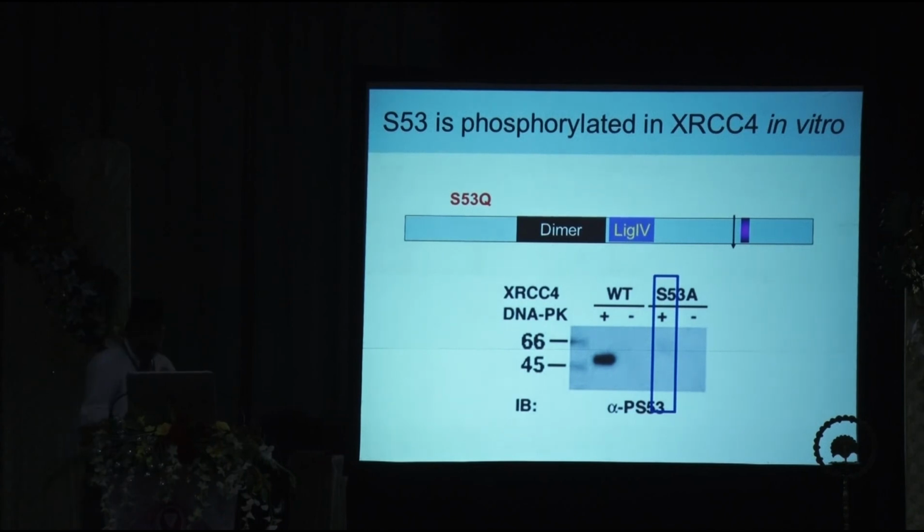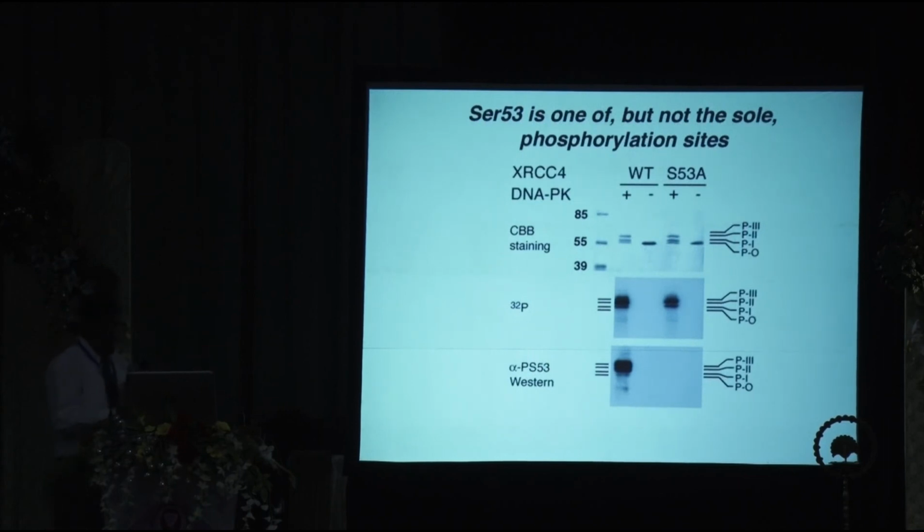Okay, but after that we found a very exciting result. In our in vitro experiment, in the CBB staining, we can see some bands here. Even though we mutated this serine 53 into alanine, we could still see some phosphorylation signal bands here. And again, in the inorganic phosphate incorporation, we could see some phosphoryl signals here. With the phosphospecific antibody against serine 53, we could not see phosphoryl signals. It means that there may be some other phosphorylation sites besides serine 53.